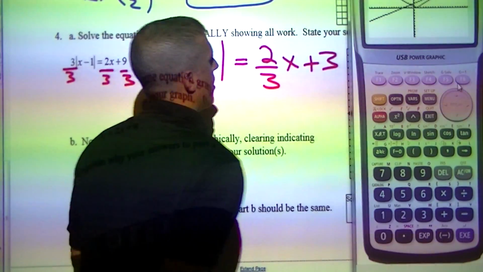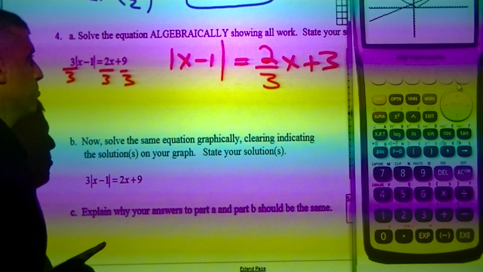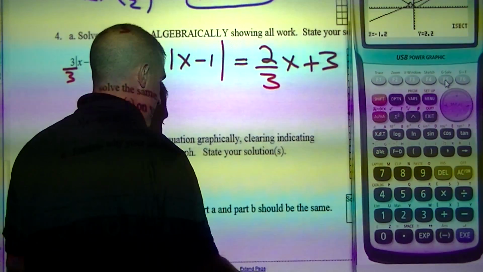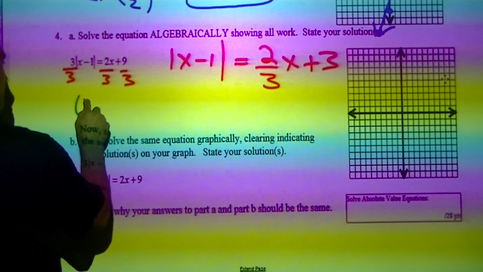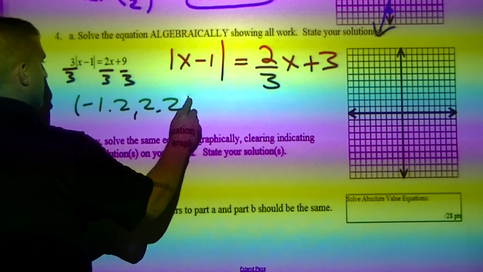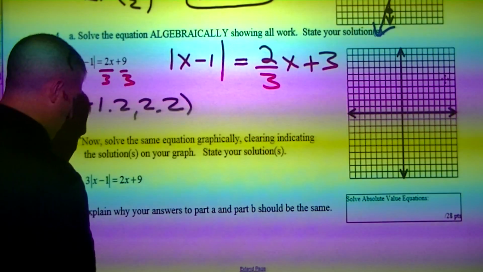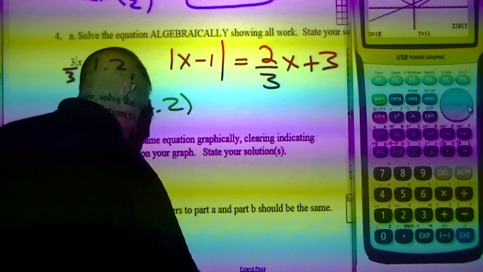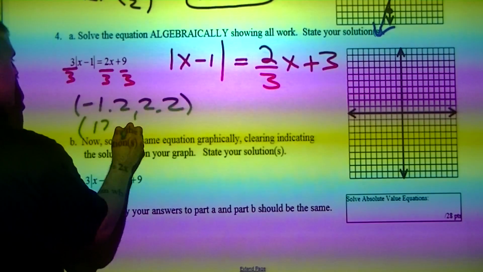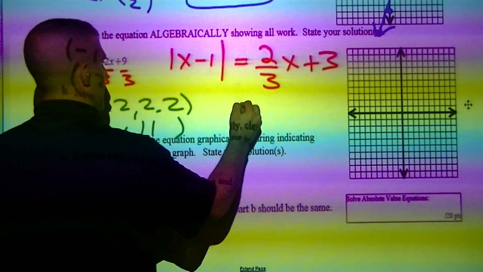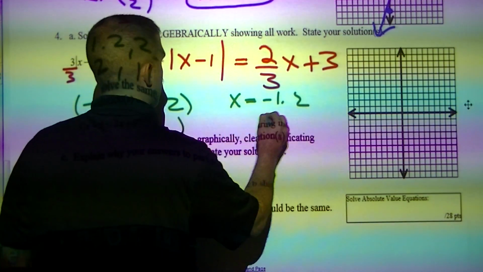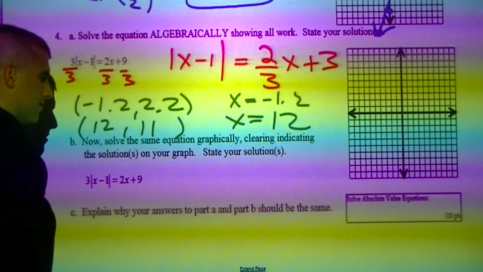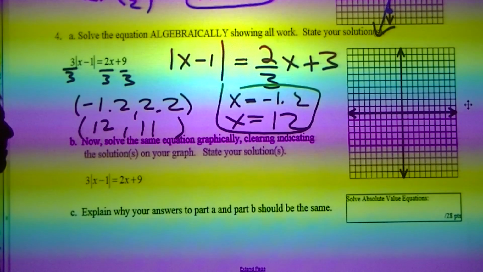I'm going to draw, and as you can see, I have 2 intersection points here. So I'm going to find those. G-solve intersection. One is negative 1.2, comma 2.2. The other one is 12, 11. That's a very big one, 12, 11. Once again, my answers from this are x equals negative 1.2 and x equals 12. All I care about are the x's.